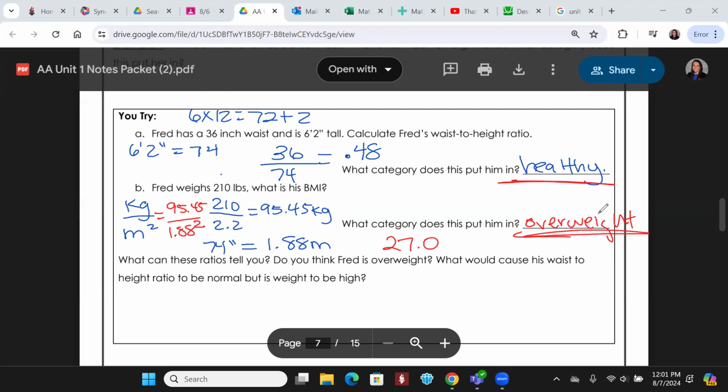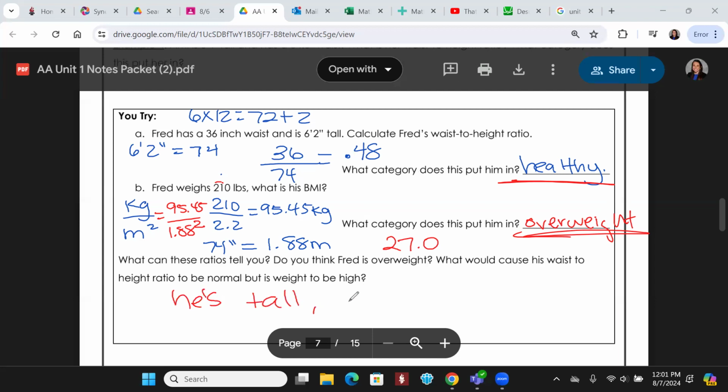The BMI, right? Is the BMI a really good depiction of it? No. So what can these ratios tell you? Do you think Fred is overweight? And what would cause his waist to height ratio to be normal, but his weight to be high? So why does he have a big weight, but he's considered healthy when it comes to his waist to height? He's tall.